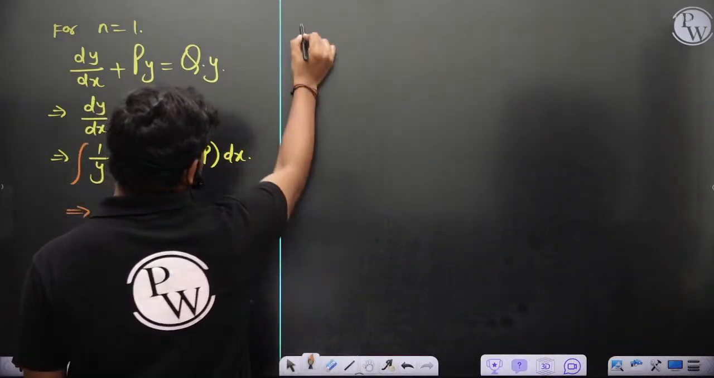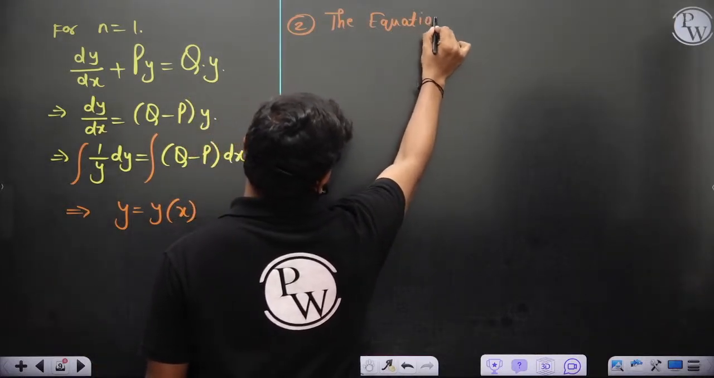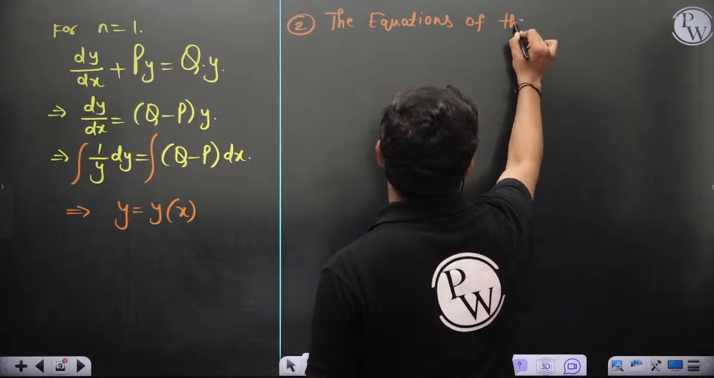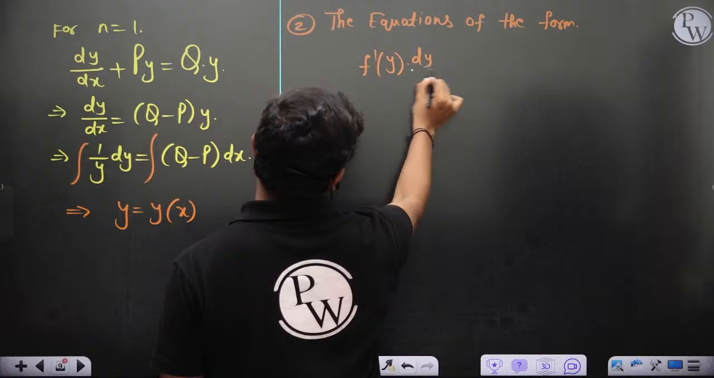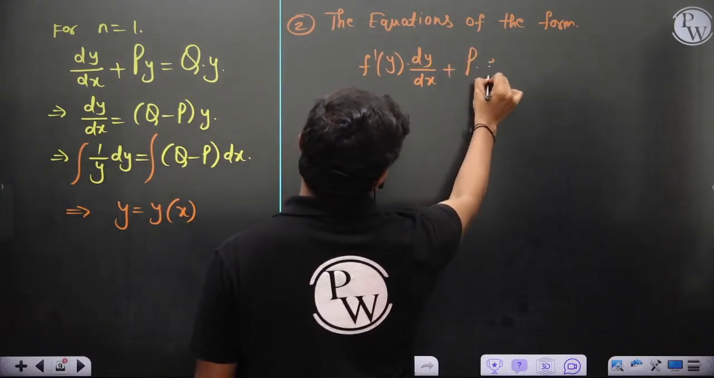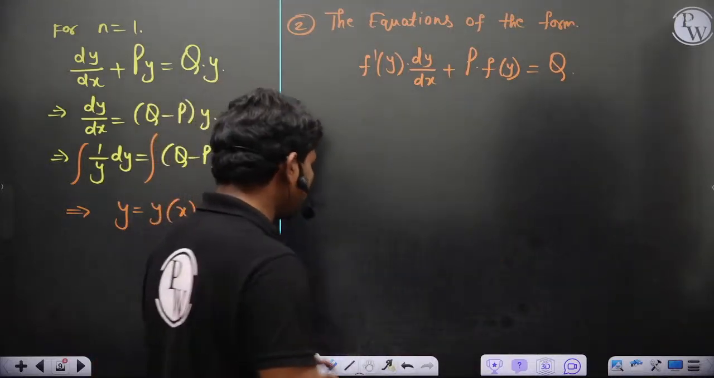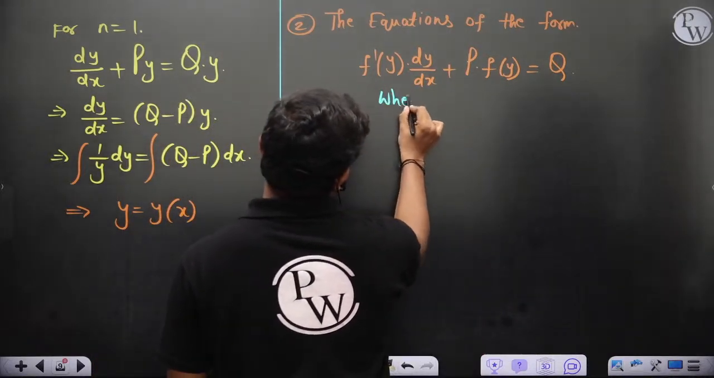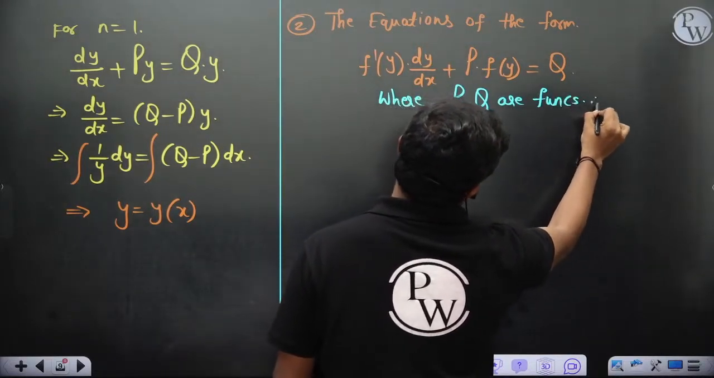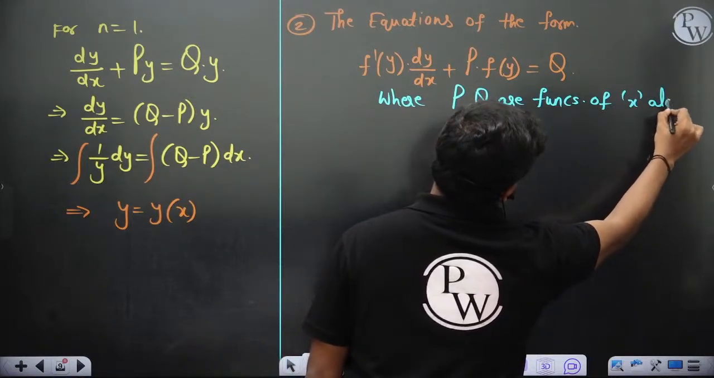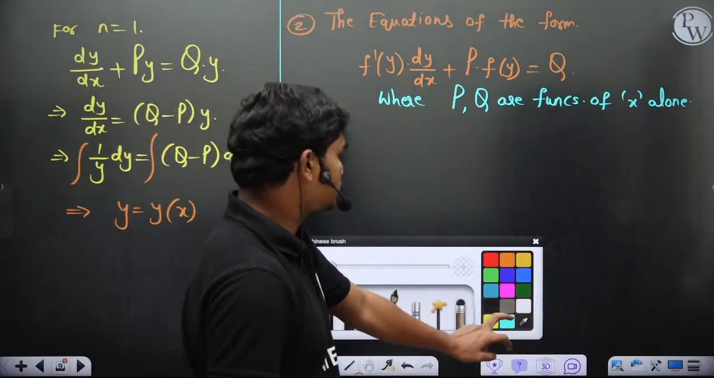The second case is equations of the form f dash of y into dy by dx plus p into f of y is equal to some function, say q, where p comma q are functions of x alone again. So these are functions of x alone, of course, and clearly you can mark it up.